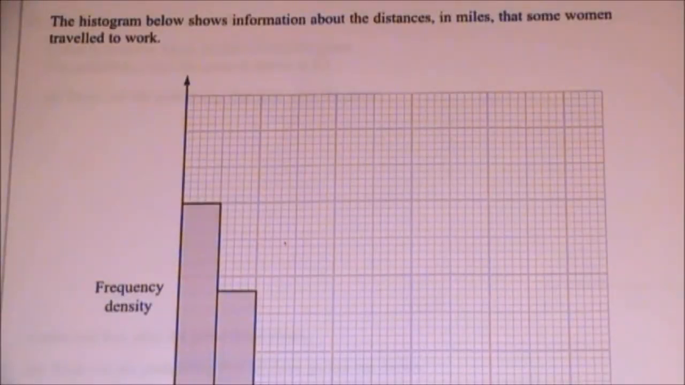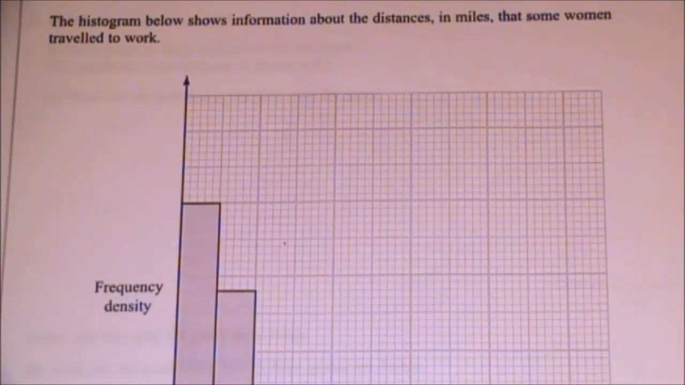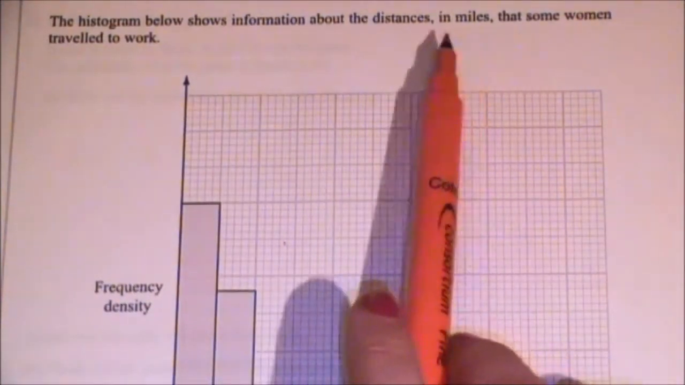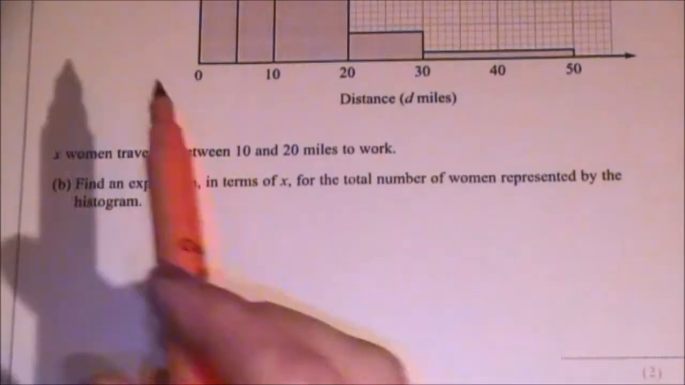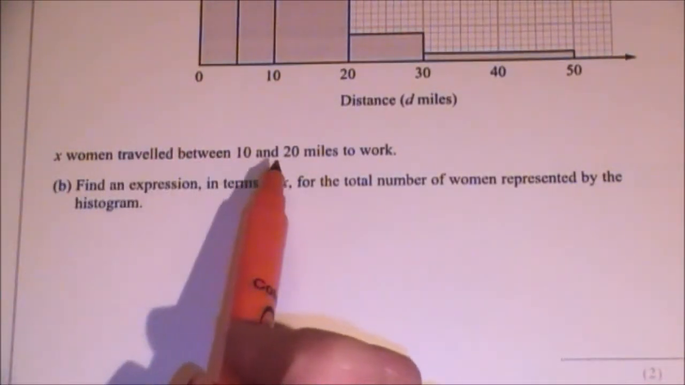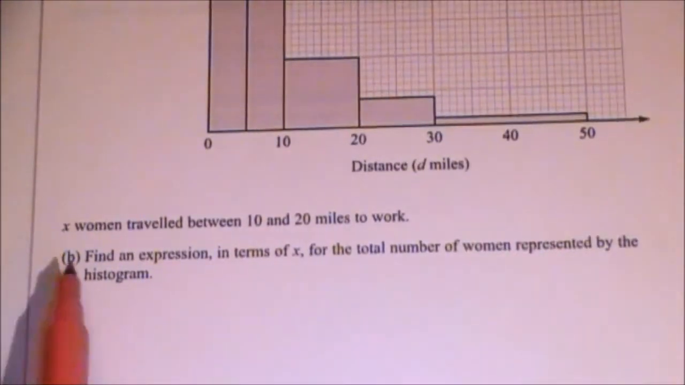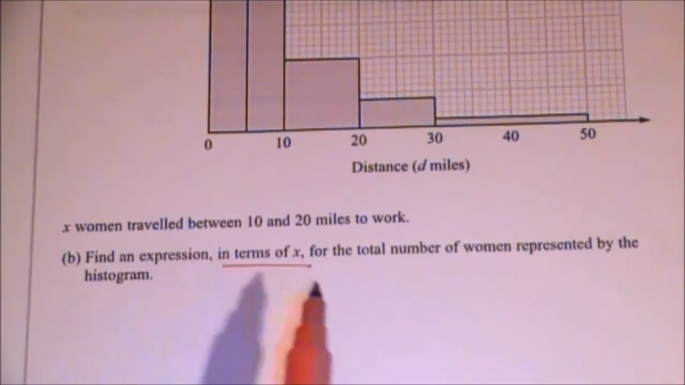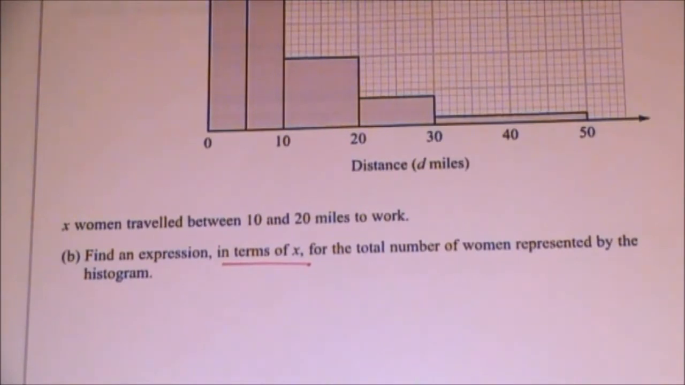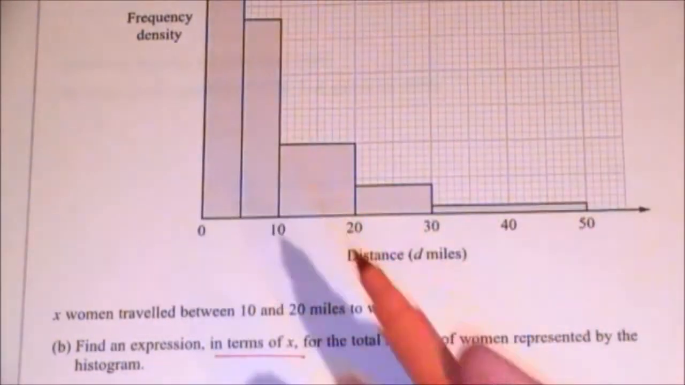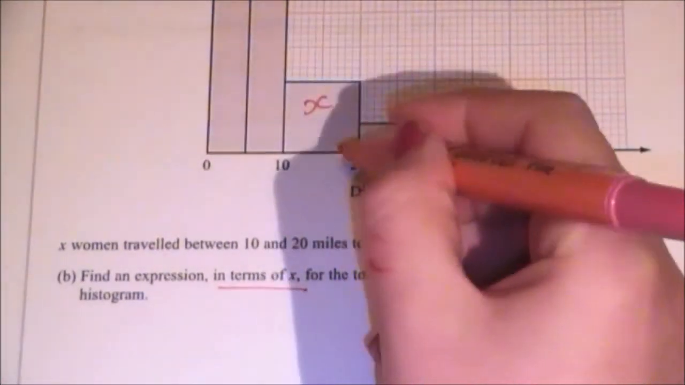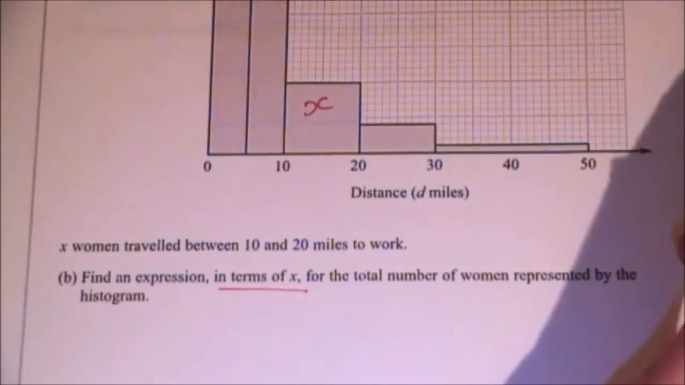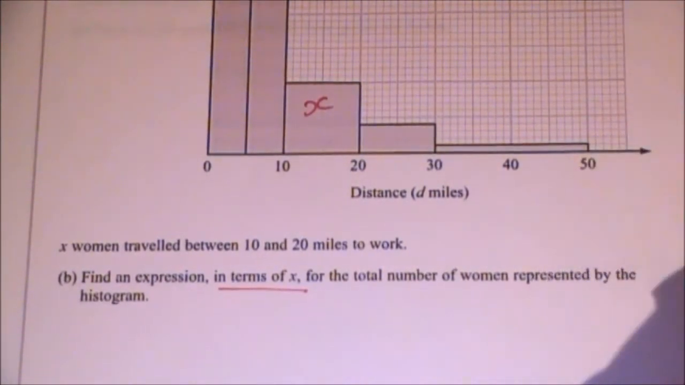The next part of this question is another histogram question, but it's really tricky. They've given you a new histogram below which shows information about the distances in miles some women travel to work. And there's your histogram. And then it said X women travelled between 10 and 20 miles to work. Find an expression in terms of X for the total number of women represented by the histogram. So we're looking at the total histogram, and they're just telling us that this part here, however many women are in this, it's going to be called X.